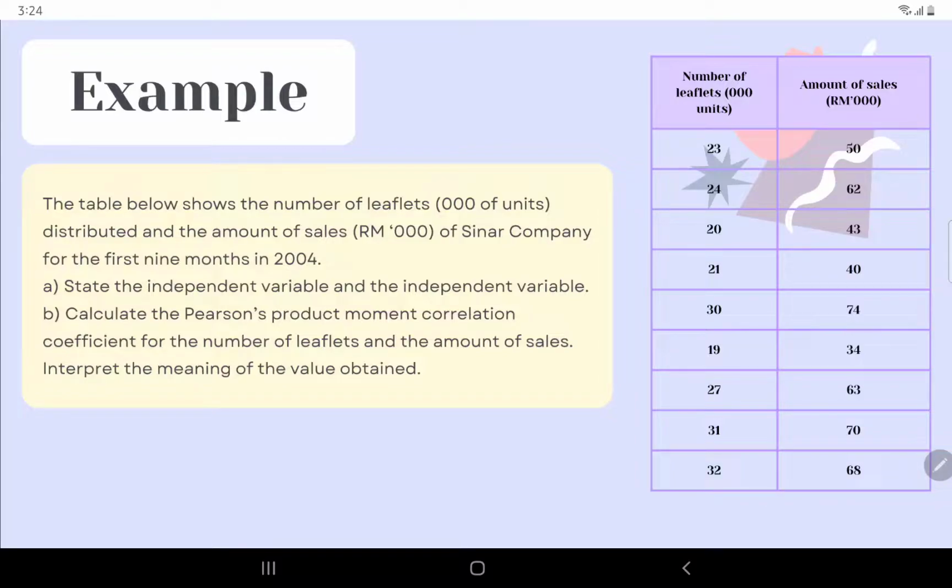Okay, this is the second example. Okay, this table below shows the number of leaflet distributed and the amount of sales of Sinar Company for the first 9 months in 2004. Okay, first question, state the independent variable and dependent variable, and then calculate the Pearson product moment correlation coefficient for the number of leaflet and amount of sales. Okay, and then interpret the meaning of the value obtained. Okay, how are the solution?